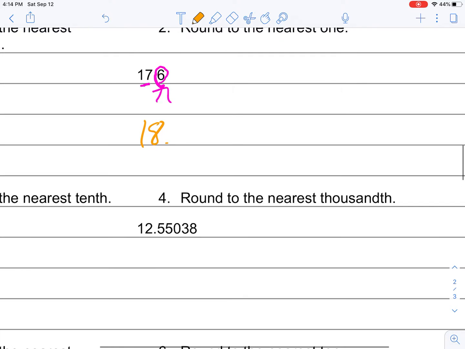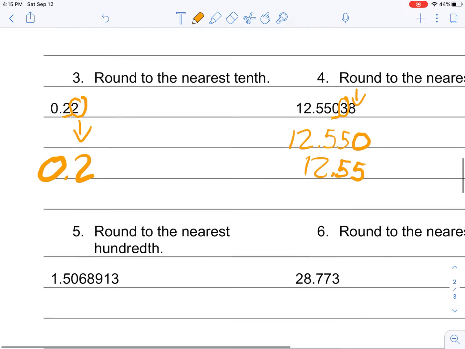Continuing on over here to the nearest thousandth. Again, I'll look for the number that's in my thousandths place. Right there. Means I look at my 3. 3 makes it round down. So my new number will be 12.550. Because it rounded down, the 0 stays the same. The 3 and the 8 just go away. If I wanted to be really accurate, I could say 12.550. That's the same as just 12.55, and I would call that good.